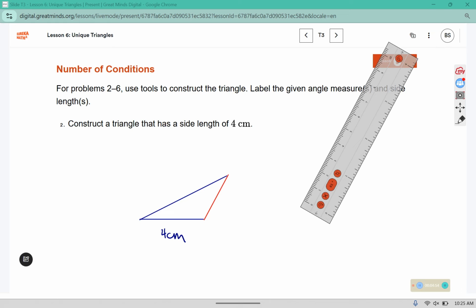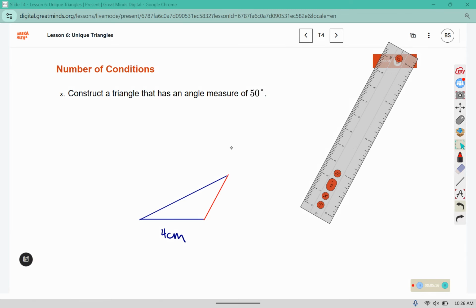Now we're going to continue to work on some additional triangles, but I would take a look at a triangle that you have drawn and see if it's going to come out identical to the one that I have, or if maybe you can use this 4 centimeter side length and create a different triangle from what I have, but still meeting this criteria.